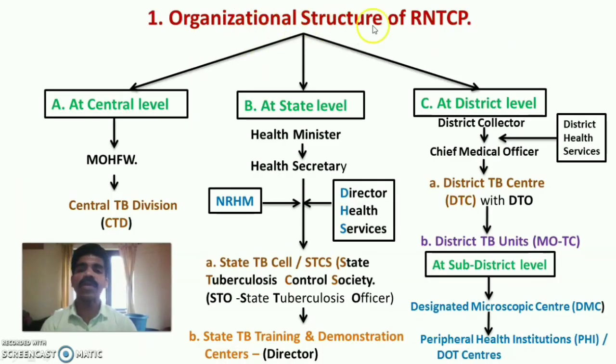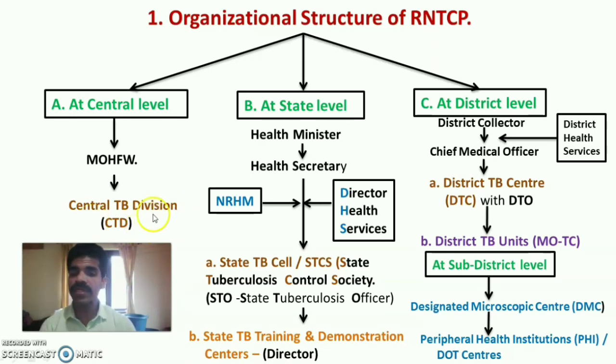So first is expansion of the organizational structure of RNTCP phase 1 at central level, state level and district level, and in district we have one more area, that is at sub-district level. So the organizational structure of RNTCP is at central level, state level, district level and sub-district level. At central level, it is under Ministry of Health and Family Welfare. We have a Central TB Division Department or CTD, that is Central TB Division at central level to monitor, supervise and coordinate the services of RNTCP program throughout the country, especially supervision of the services which are rendered at the state level.